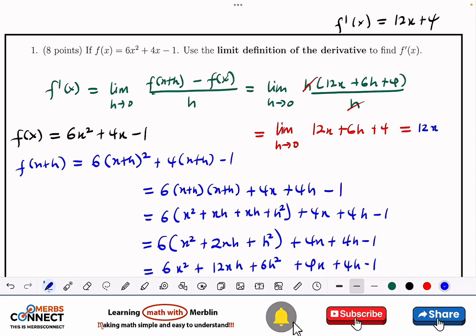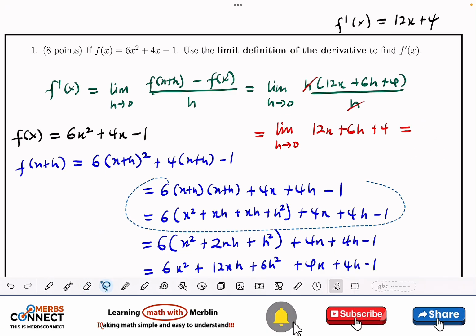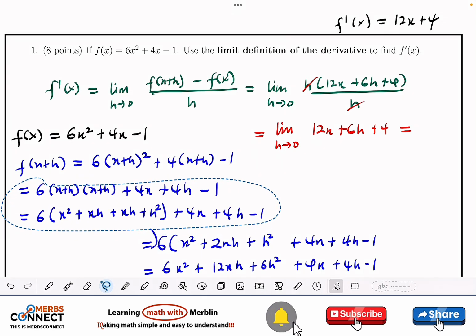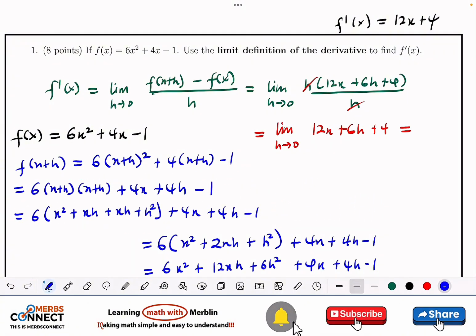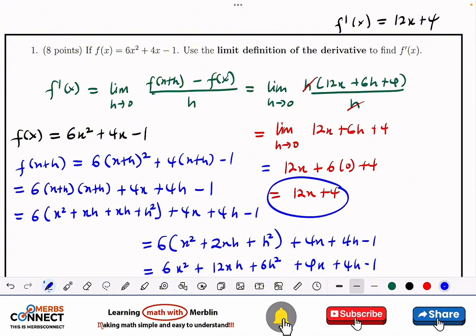And then with this one, we are going to have 12x plus, so let me just clean and bring it down. We are going to have 12x, let me use red, 12x plus 6 times 0 plus 4, and this is going to give us 12x plus 4. And we can see that this result is the same as the derivative that we did here.